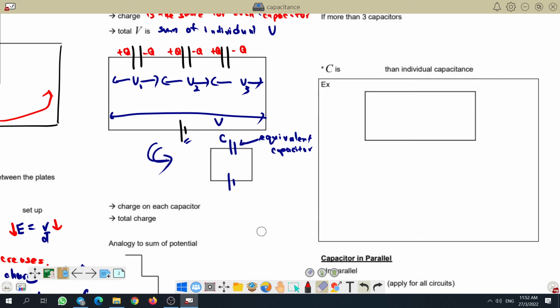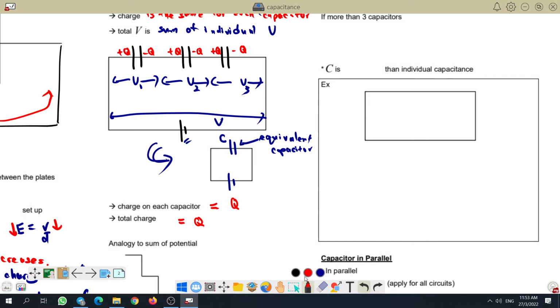Because when you say total, you always think of adding. Yes, it must add. Like resistors, sometimes it's not addition, you use 1 over R, 1 over R. Okay, first thing we need to be clear is how about the charge? How many Qs are there? Charge on each capacitor, is it 2Q? Total charge, is it Q, 3Q? Q. Why? The same.